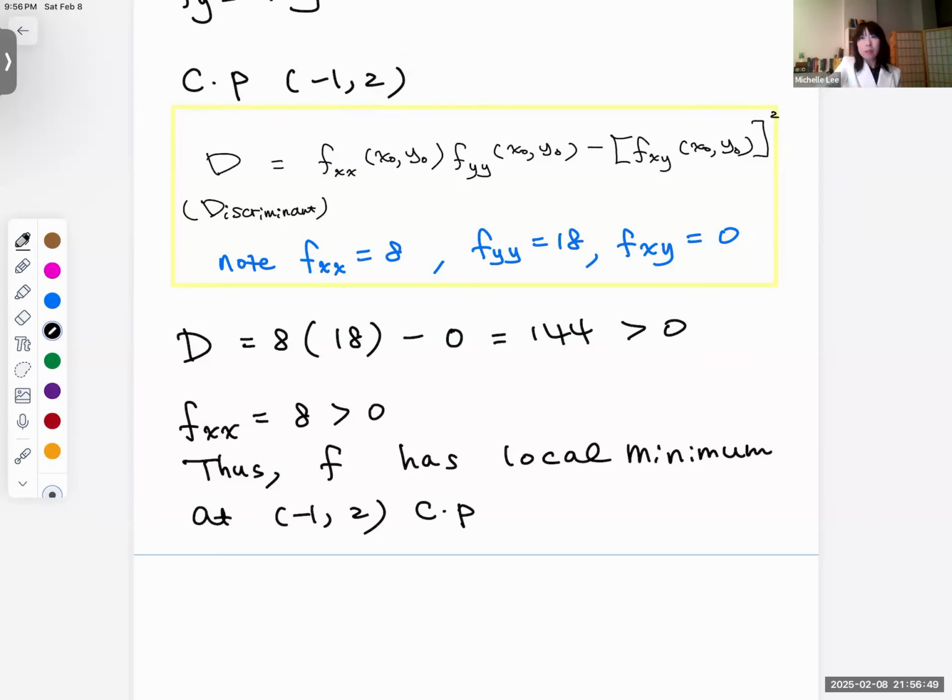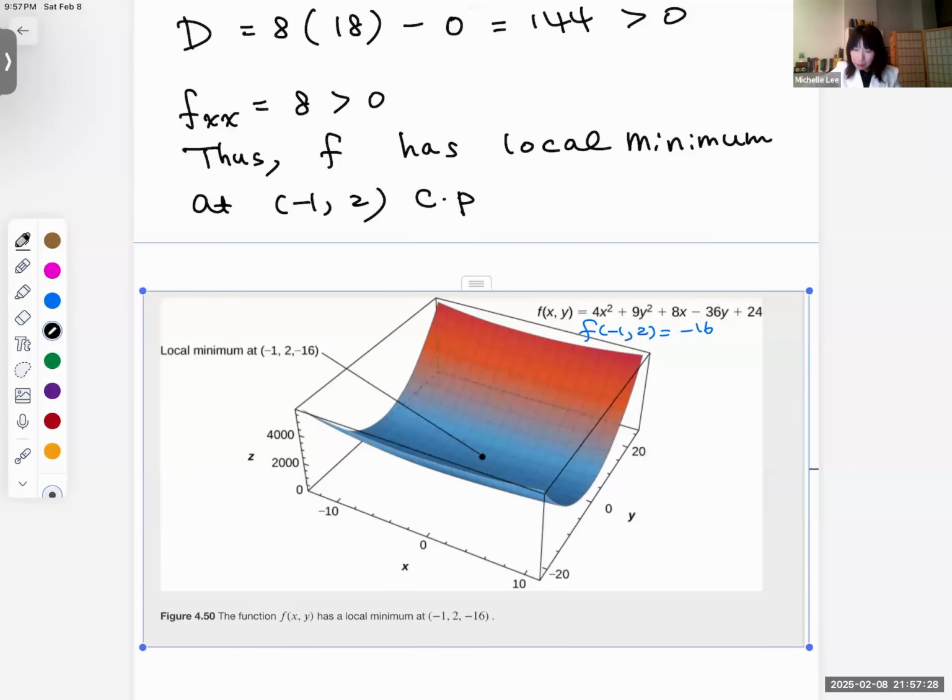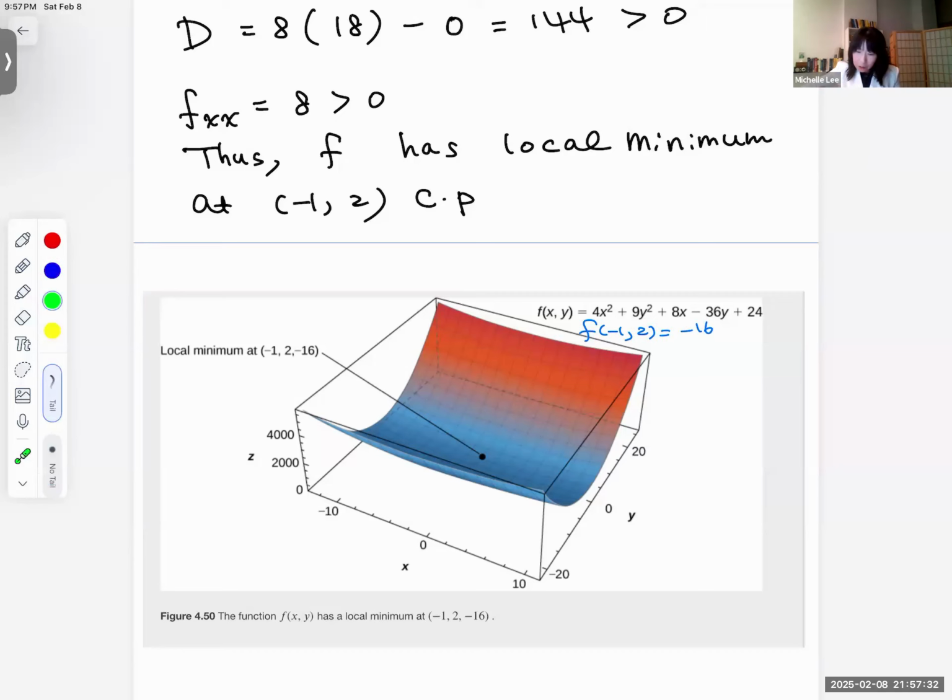Is it okay? Okay, so we have a picture here. This is the function, the point. How do we find the point? We plug in the critical number, then we get -16. That's how we got it, right? So we found out there is a local minimum, right? So this is the point.